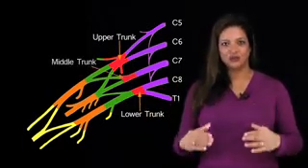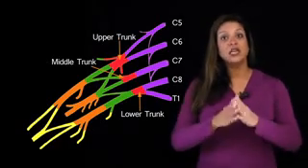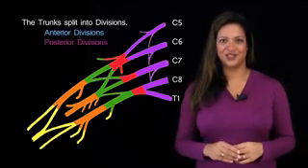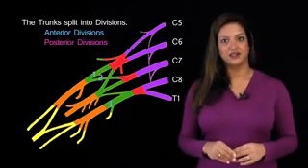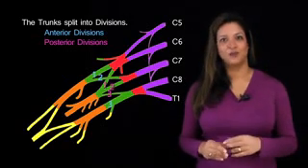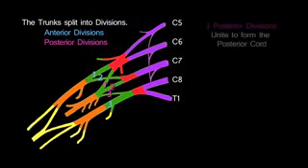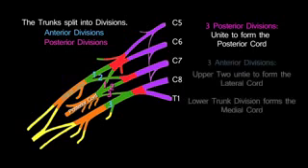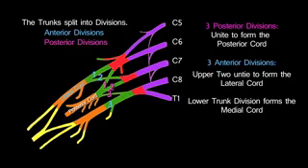As soon as the trunks are formed, upper, middle and lower, each of them split. They give anterior divisions and posterior divisions. So there are 6: 3 anterior divisions and 3 posterior divisions. Now all of the posterior divisions unite, and this forms the posterior chord. The upper 2 anterior divisions unite to form the lateral chord, and the anterior division of the lower trunk carries on its own to form the medial chord. So that's how we get from roots to chords.